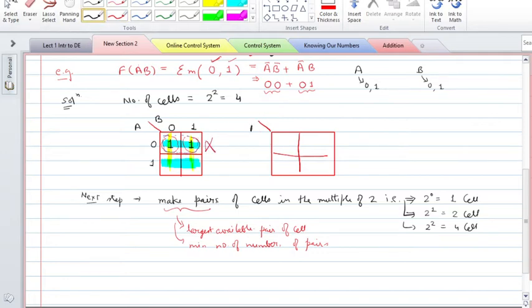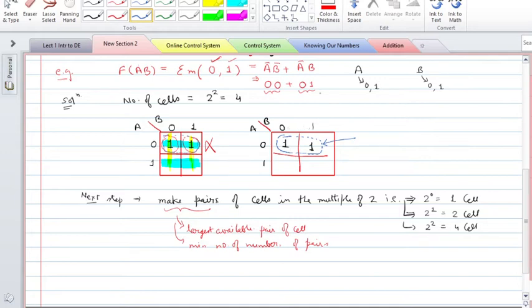Here again filling the values. It is 1 1. And if we form the group, then this group is like this. Now for this particular group, if we see horizontally, then we find that A remains 0 for both these two cells. Our B is changing its value from 0 to 1.